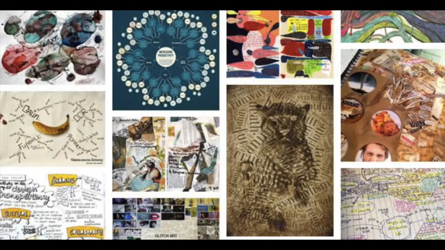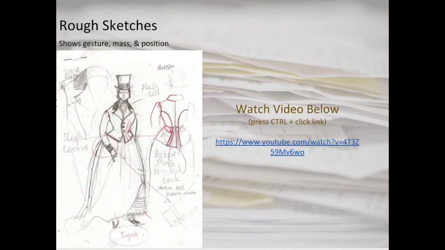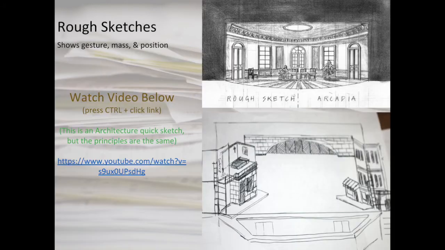And after the collages, the first step is rough sketches of things. So you sit down and you do a thumbnail sketch of a costume, or maybe you do a rough sketch of a set, and it shows the gestures, the mass, and the position of everything you want. It's not technical yet where you have all of the measurements. It's just to get a good idea.